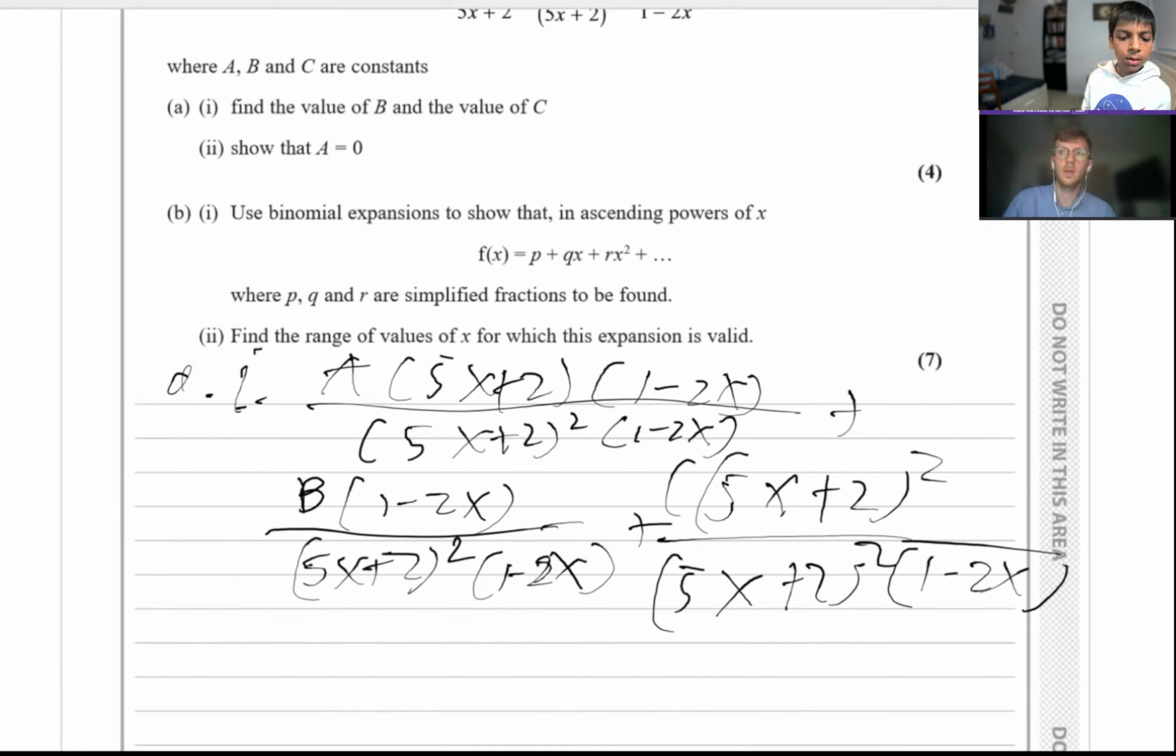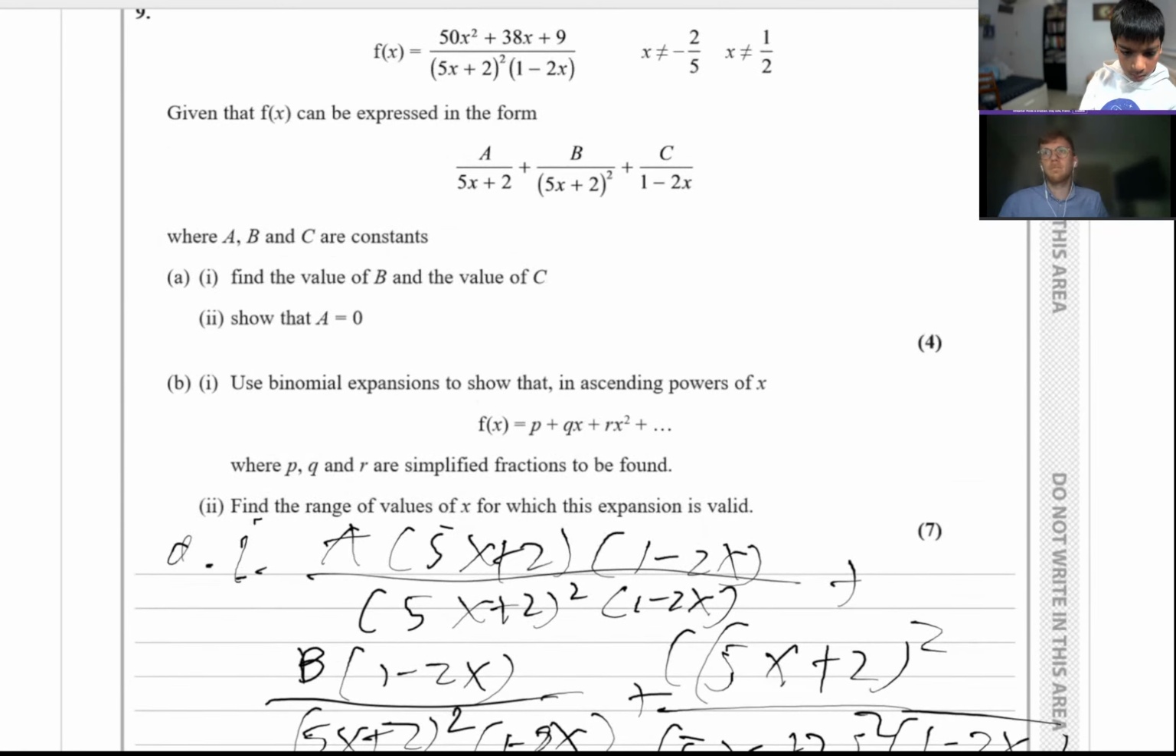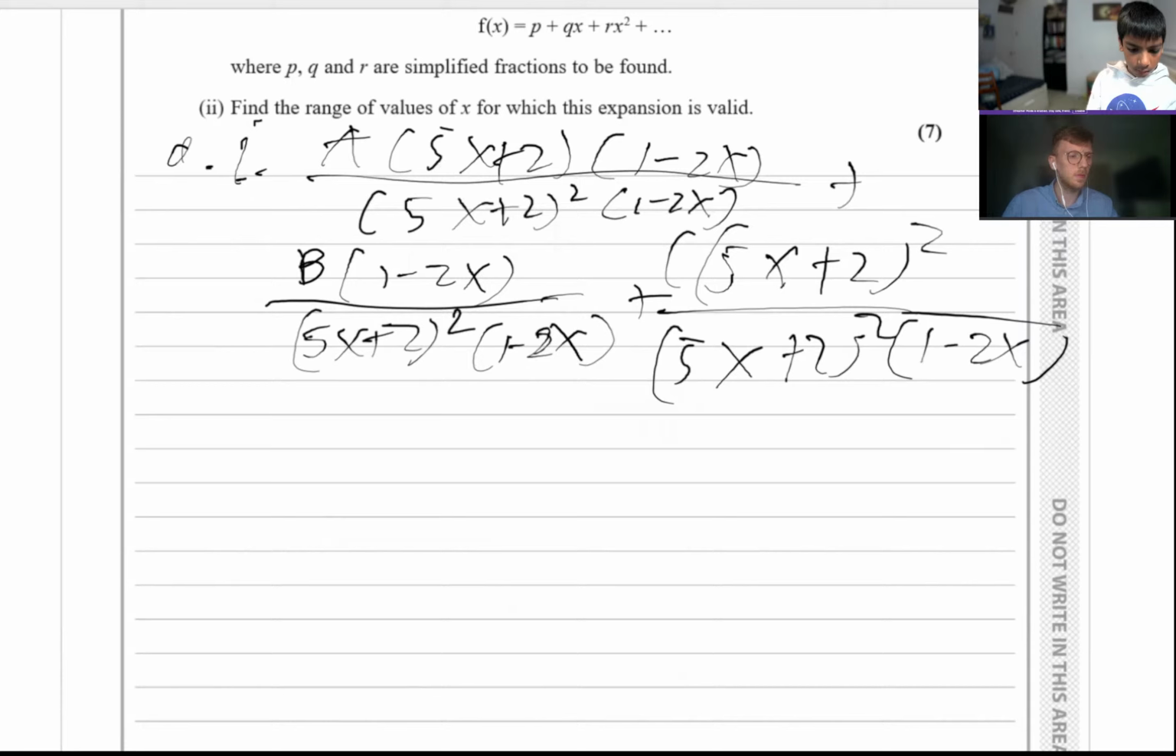So, we know that that's 50x squared plus 38x plus 9. We can just multiply by 5x plus 2 squared times 1 minus 2x. So b times 1 minus 2x.